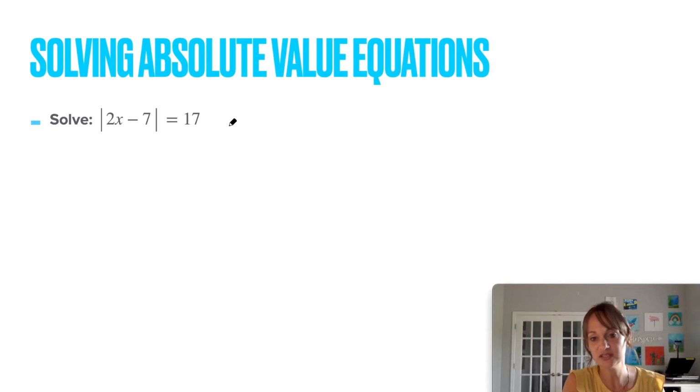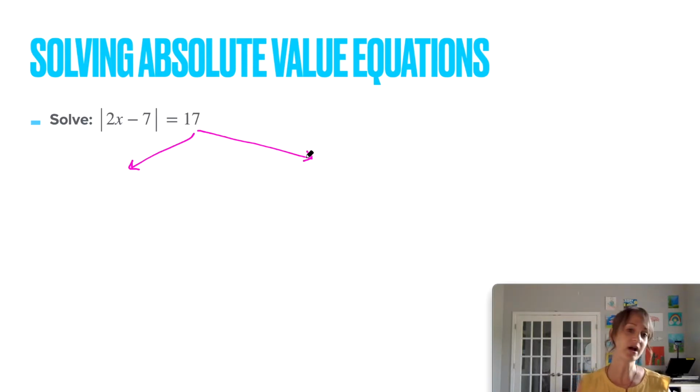So let's actually solve an absolute value equation. Here's how we're going to do it. We are going to split this equation into two equations. If you think about it, you want to know when this expression can give you 17. But because it is an absolute value, if you can make this expression become negative 17, the moment you take the absolute value of it, it becomes 17.